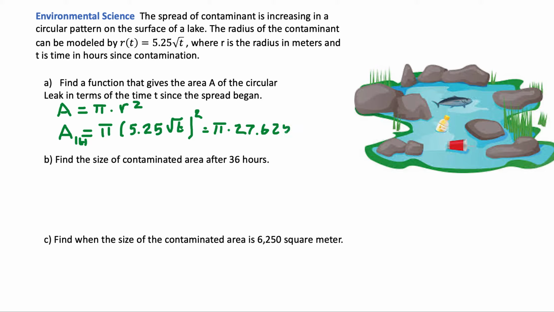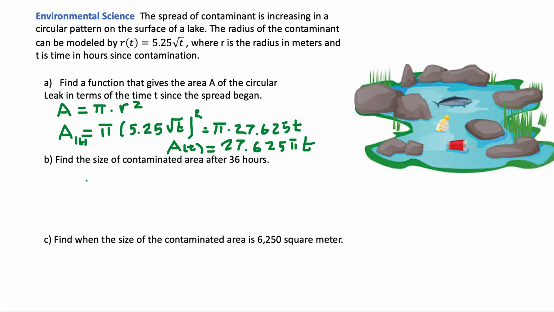So we can check in a calculator, or to write it a little better, to look better, A of t is going to be equal to, and we write first the numerical value, it looks more professional, 27.625 pi t, pi times t. This is what we have.